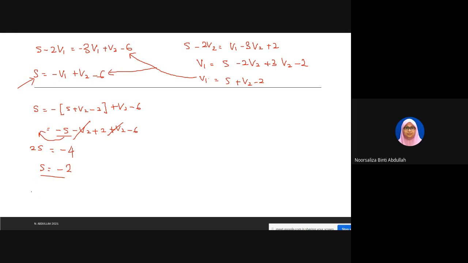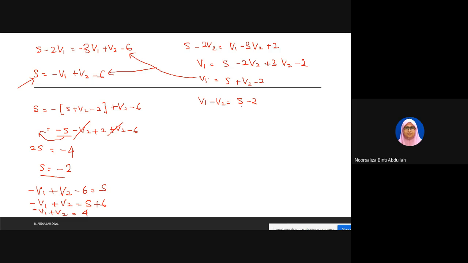Now you have V minus V1 plus V2 minus 6 equals S. Then minus V1 plus V2 equals S plus 6. So your S is minus 2 plus 6. You have minus V1 plus V2 equals 4. This one. And this one, you have V1 minus V2 equals S minus 2.